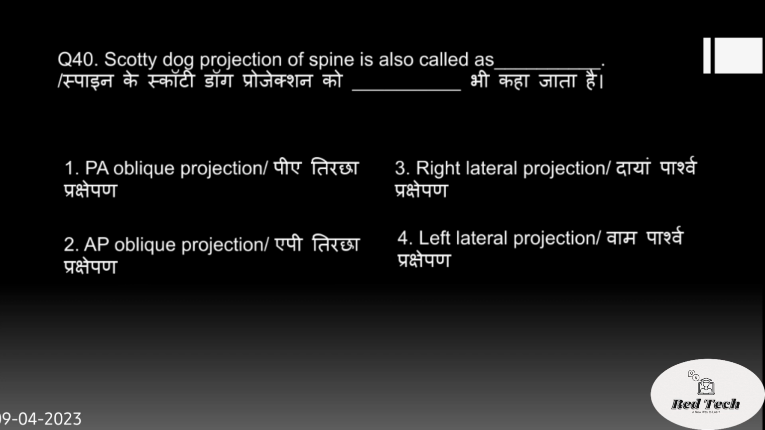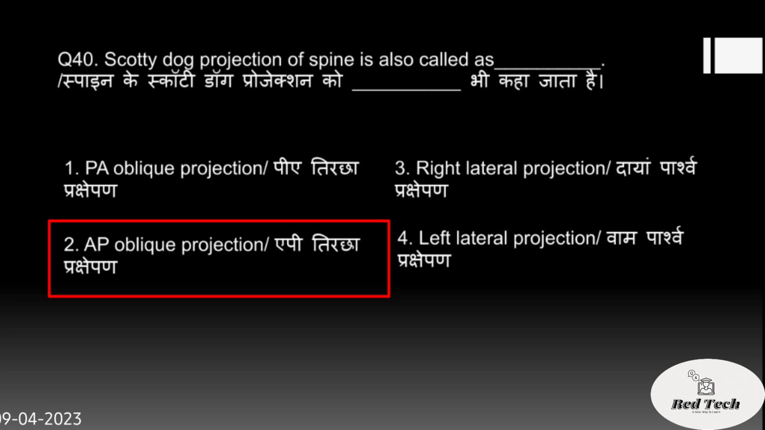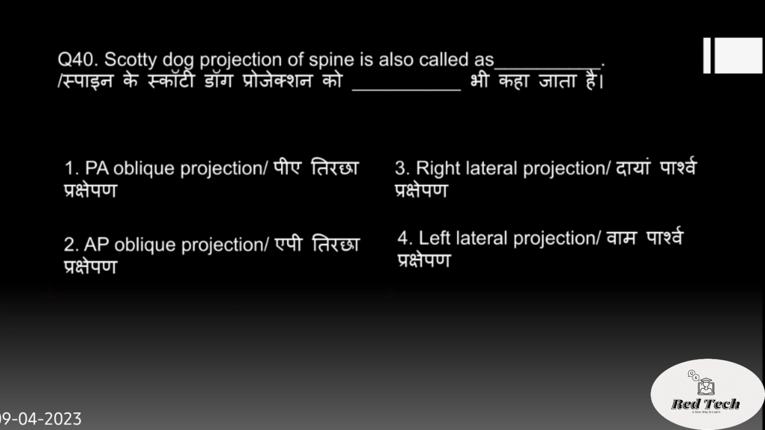Question number 40. The Scotty dog projection of the spine is called what? Option 1 is PA oblique projection, option 2 is AP oblique projection, option 3 is right lateral projection, and option 4 is left lateral projection. The right answer is option 2, AP oblique projection, which is the Scotty dog projection of the spine.